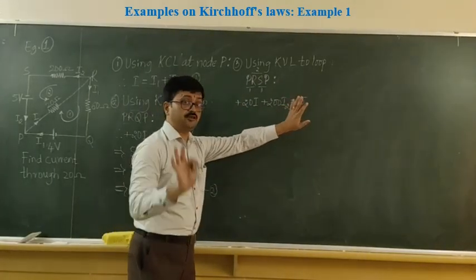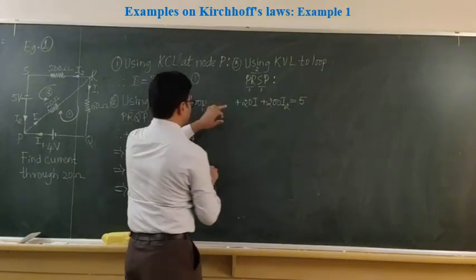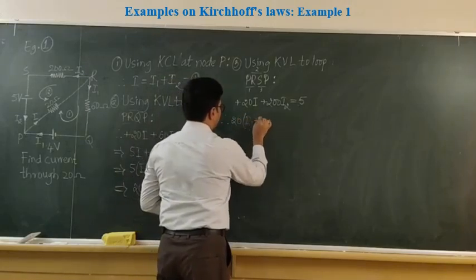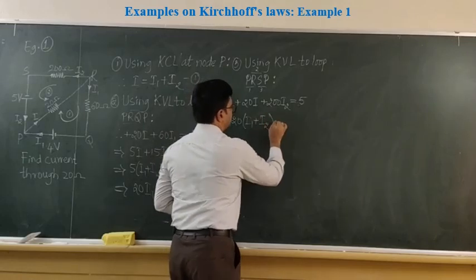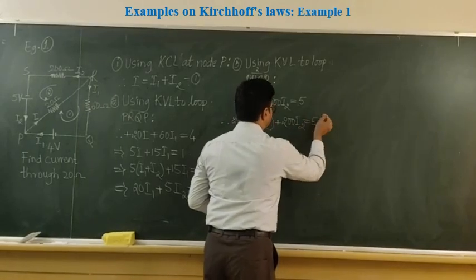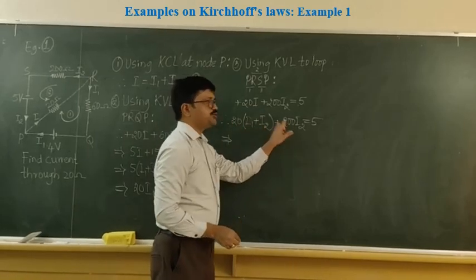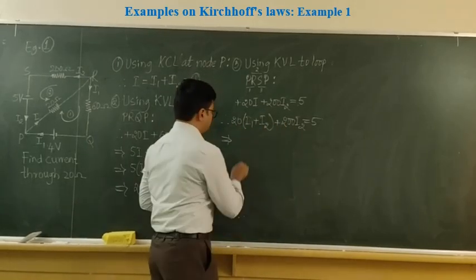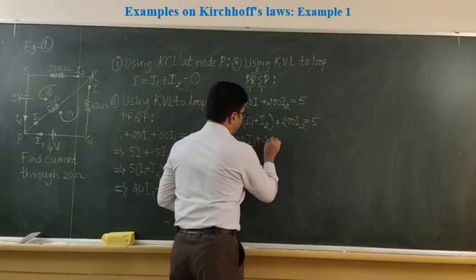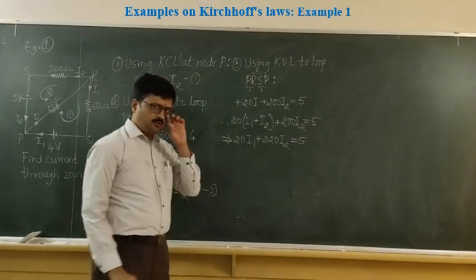So total EMF is 5 volt. So that I have written. Now let me introduce the value of I once again in this equation. So therefore I will say 20 into bracket I1 plus I2, because I is I1 plus I2, plus 200 I2 is equal to 5 here. So this implies 20 I1 plus 20 I2 plus 200 I2, that is 220 I2. So thus I will write this as 20 I1 plus 220 I2 is equal to 5. I hope this is clear.